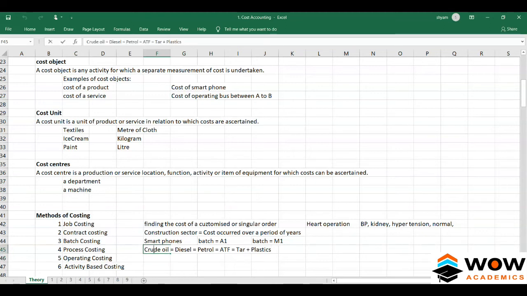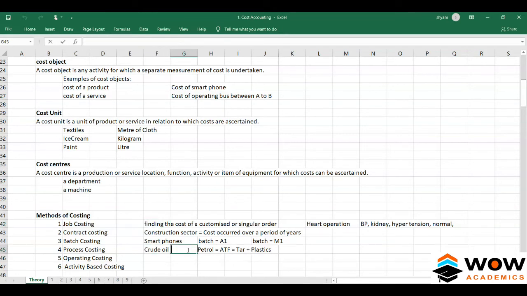Crude oil extraction is the first process, conversion to diesel is the second process, conversion to petrol is the third process, conversion to air turbine fuel is the fourth process. From there on, you can also get products like tar and plastic. So if you want to find out the cost of crude oil, you have to take only the cost incurred up to crude oil.